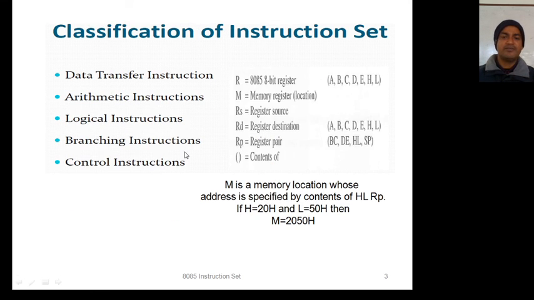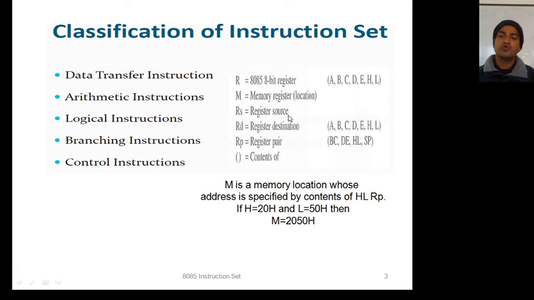Now there are different types of instructions: data transfer instruction, arithmetic instruction, logical operation, branching instruction, and control instruction, and in this we use different notations. R means an 8085 8-bit register. It can be A, B, C, D, E, H, L. M is memory. This is very important. This M is indirect memory, whose address is specified by the contents of the HL register pair. Suppose H equals 20, L equals 50, then memory will be 2050, not 5020, because H is the higher order register, so it will take the higher byte 20. L is the lower order register, 50, so memory will be 2050.